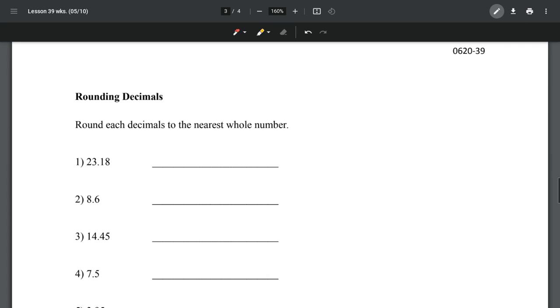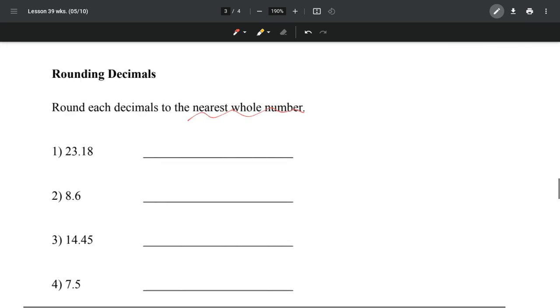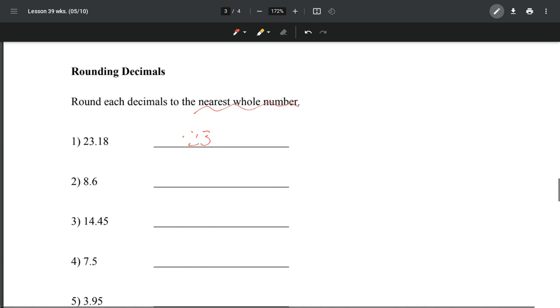So we're asked to round each decimal to the nearest whole number. Well, that's easy, right? For number 1, we have 2.18. Of course, it rounds to 2. For number 2, we have 8.6. Well, that rounds to 9.